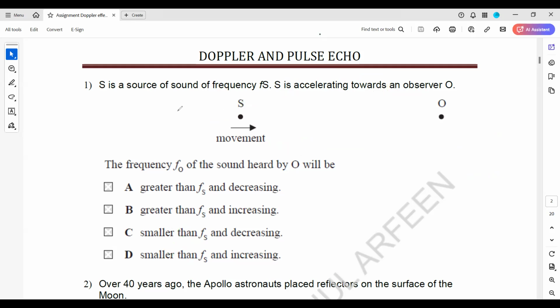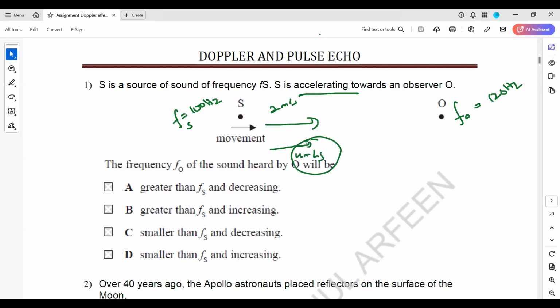In this example, the source frequency is 100 hertz. Because the source is moving towards the observer, the observed frequency will be higher. And because the source is accelerating, if the source travels at a speed of 2 meters per second versus 4 meters per second, the 4 meters per second will cause a greater change in the frequency. So if 100 became 120 because of 2 meters per second, with 4 meters per second it will be a higher change in the frequency.